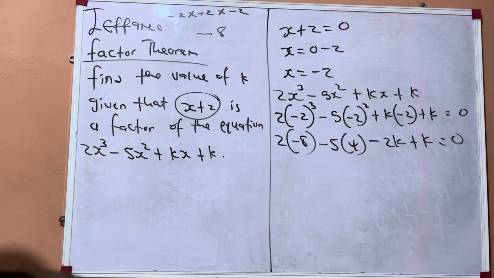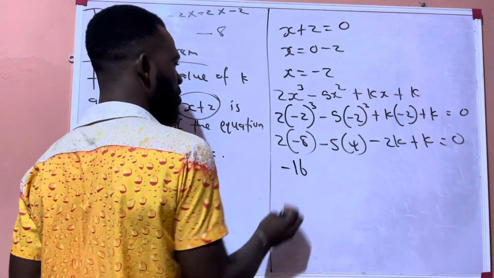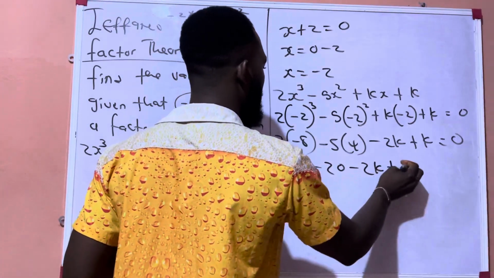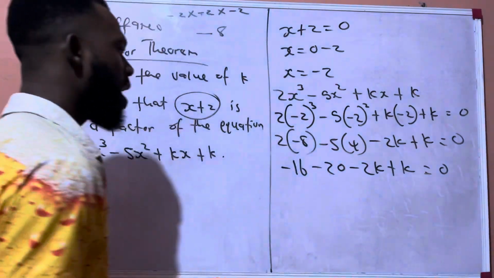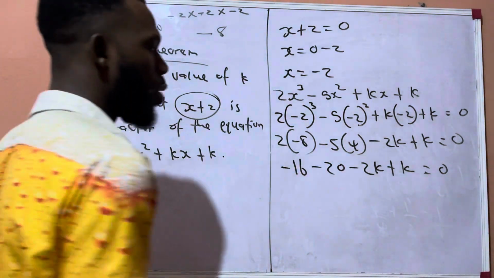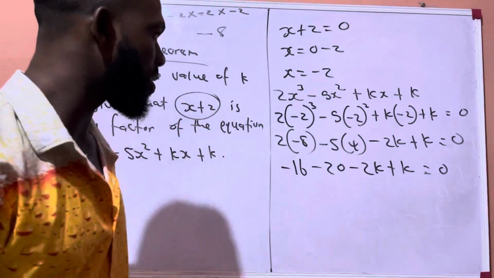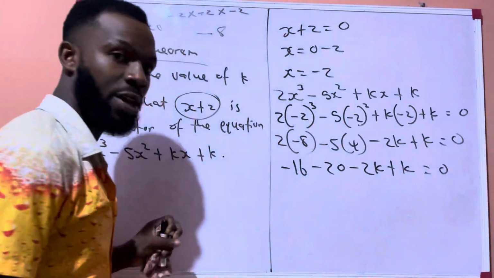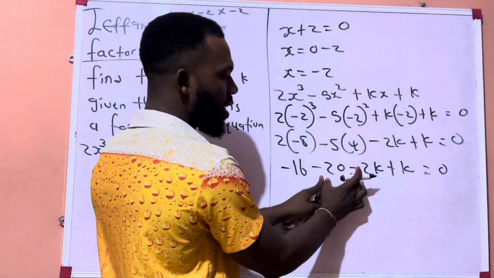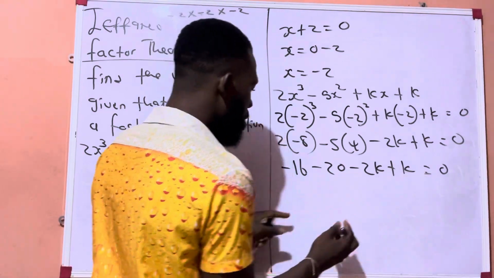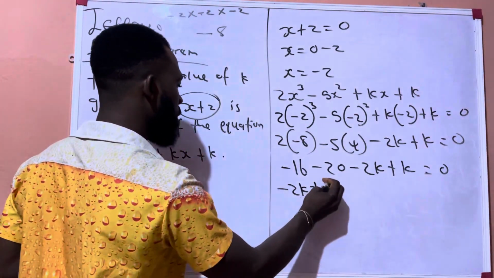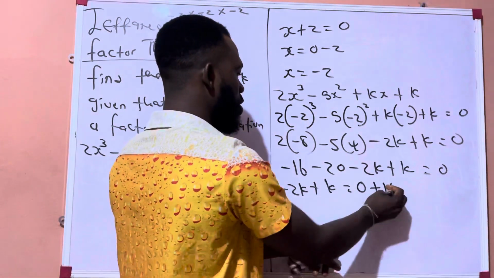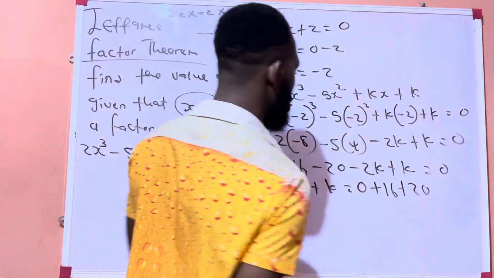Without wasting time, let's open the bracket. 2 times minus 8 gives us minus 16, minus 5 times 4 gives us minus 20, minus 2k plus k equal to 0. Now we collect like terms, making the ones with k in one place and the others to the other side. Minus 16 and minus 20 have to leave because they are not carrying k. We are left with minus 2k plus k equal to 0. When minus 16 crosses, it becomes plus 16, and when minus 20 crosses, it becomes plus 20.